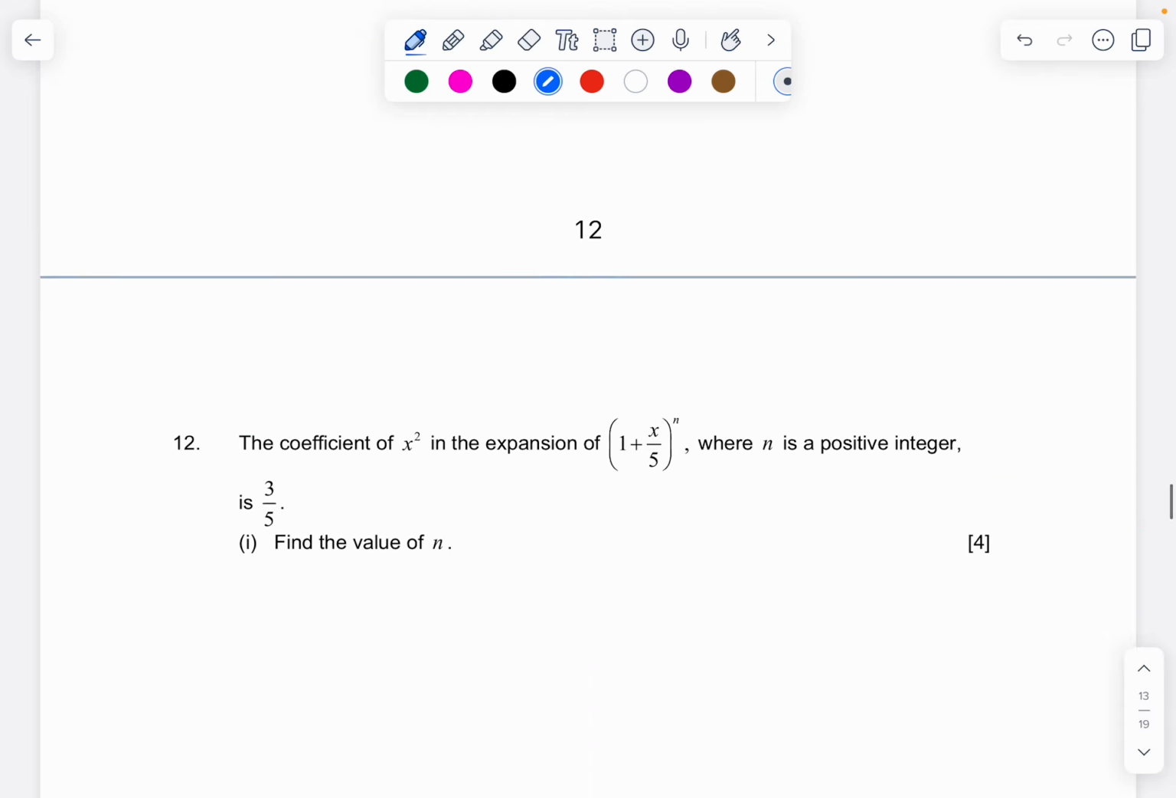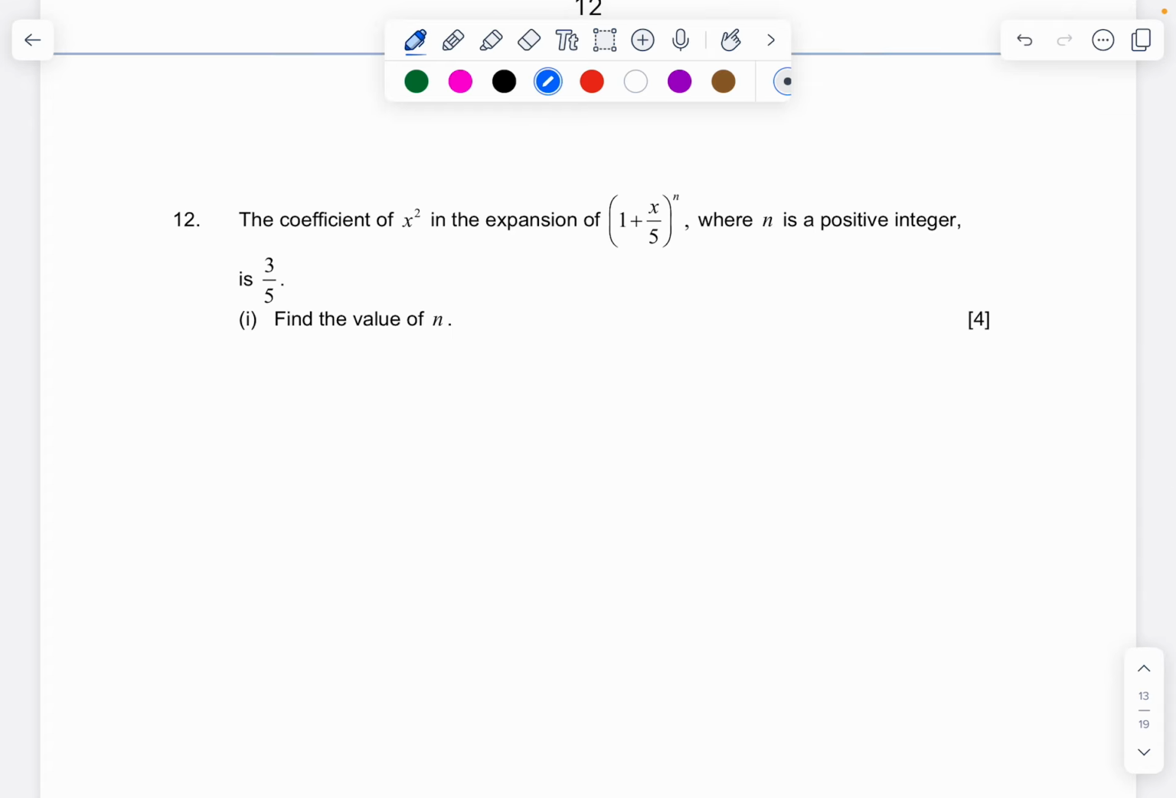Question number 12. The coefficient of x square in the expansion of 1 plus x over 5, where n is a positive integer, is 3 over 5. So we know that x square, which means this term becomes x square, right? So which means our r is 2, right? Times 1, if r is 2, so this is going to be n minus 2, right? Times x over 5 to the power of 2 is equal to 3 over 5, right?